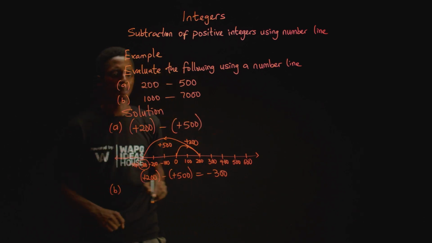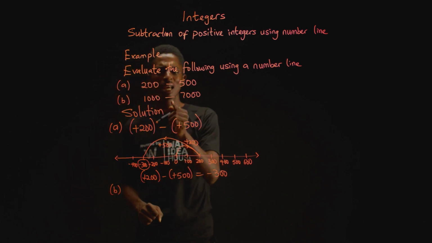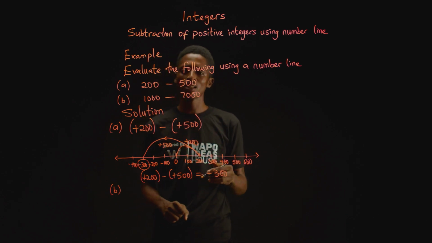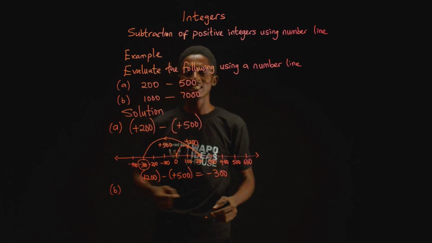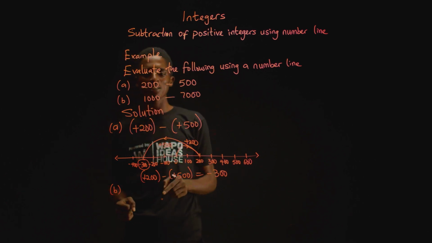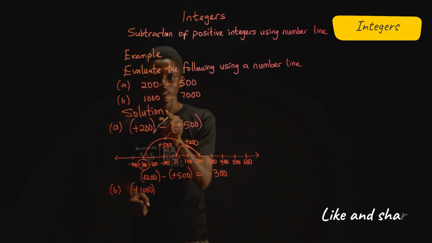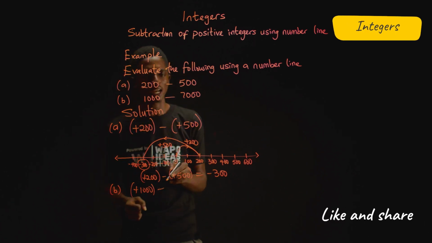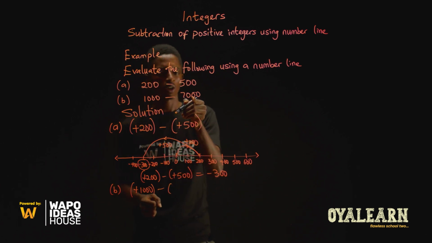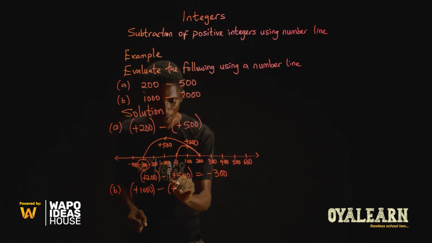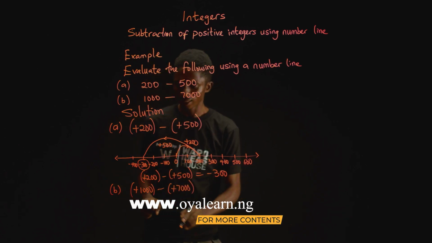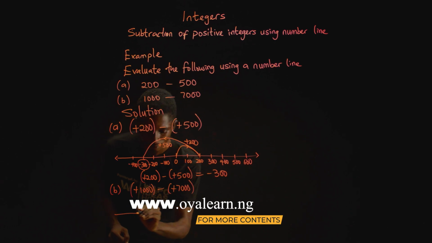B. We have 1000 minus 7000. Let's indicate the integers. This is a positive integer, plus 1000. Then we have to perform subtraction. Another positive integer, plus 7000. Then we draw our number line.